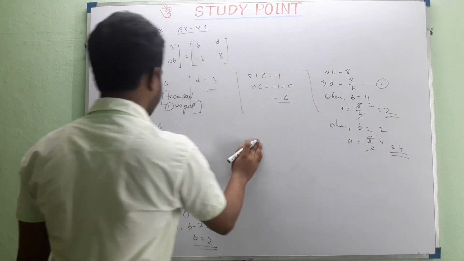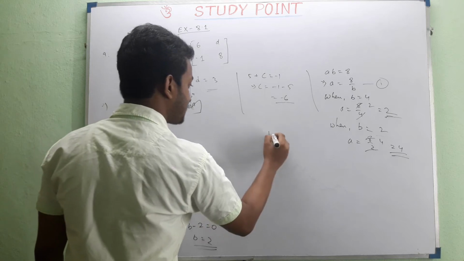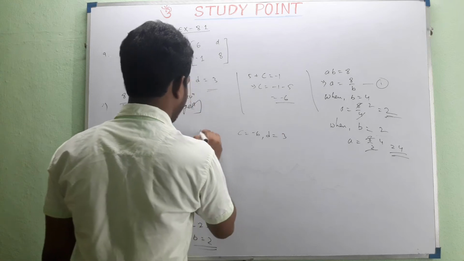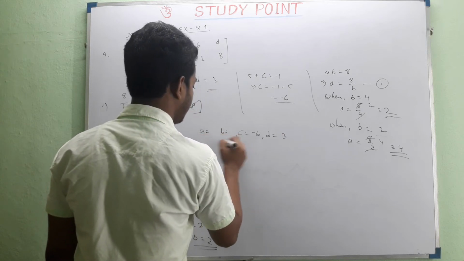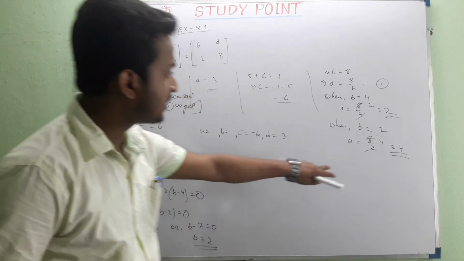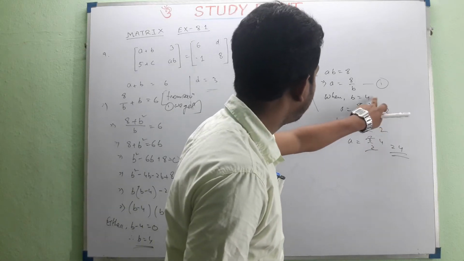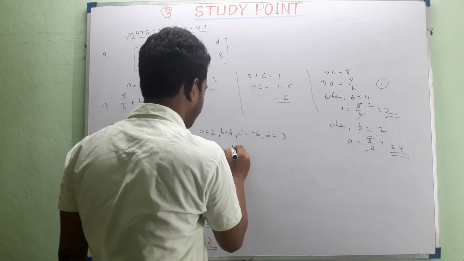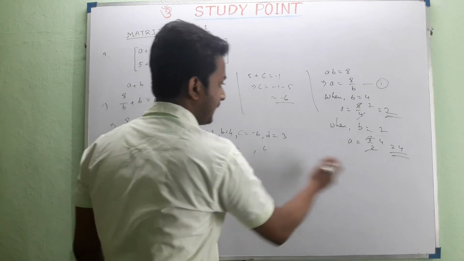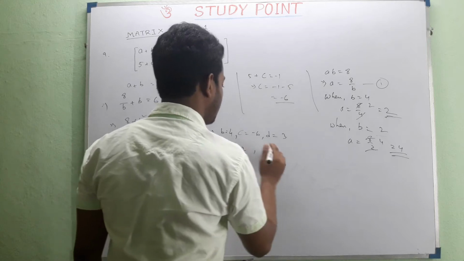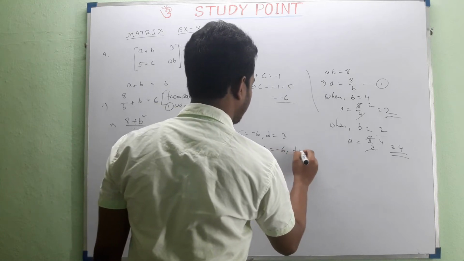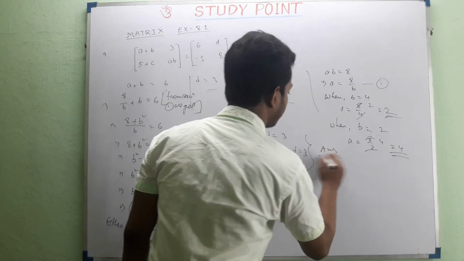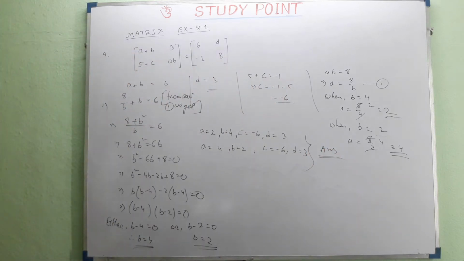Now what are the values? You just see here, c and d are fixed. C is minus 6 and d is 3. What are a and b? There are two possible values of a. When a is 2, b is 4. And when a is 4, b is 2, then the values of c and d are fixed throughout the equation. So this is the answer of question number 9.